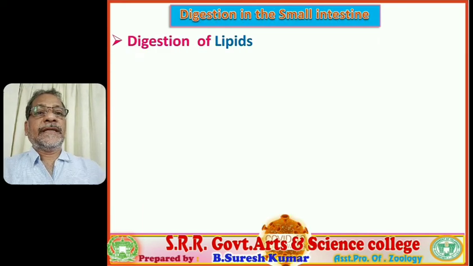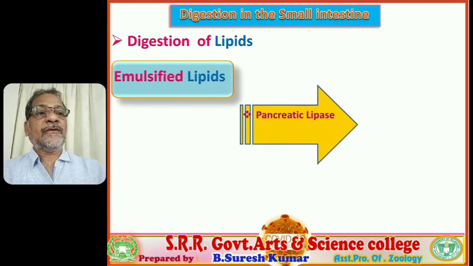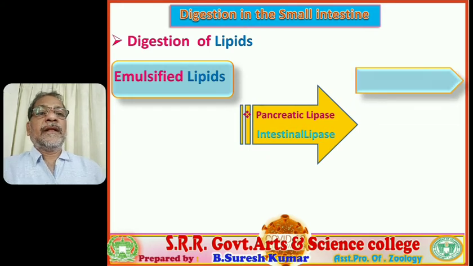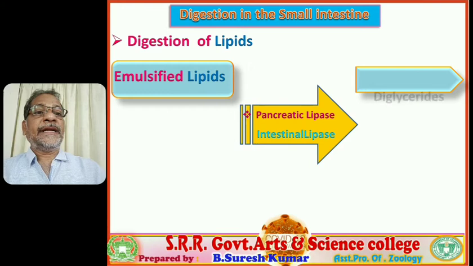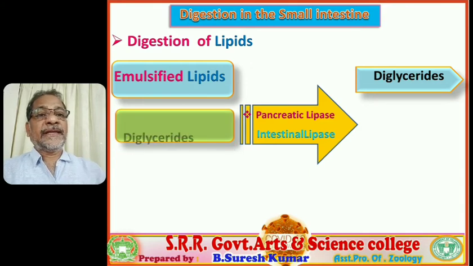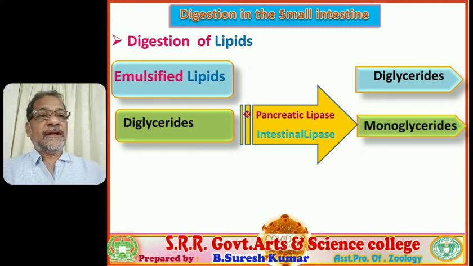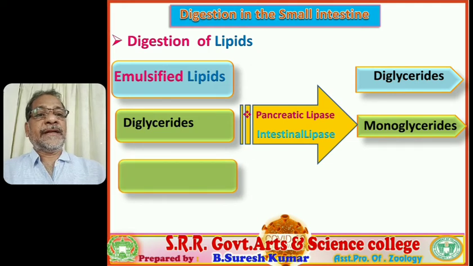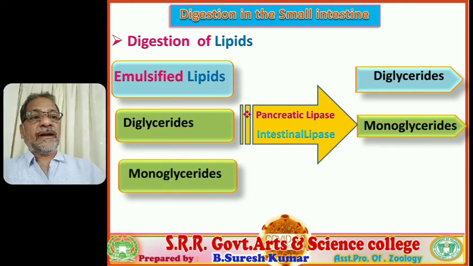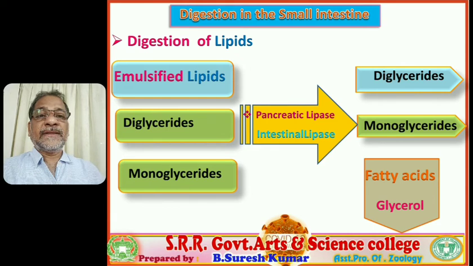by which the enzymes can act on these emulsified fat droplets. Right. Next, after completion of emulsification, the emulsified lipids undergo a hydrolysis process with pancreatic lipase enzyme and intestinal lipase enzyme. With the action of lipase enzyme, the emulsified lipids at the first step yield diglycerides. Now the diglycerides again undergo digestion and produce monoglycerides. The monoglycerides again undergo digestion with lipase enzyme and ultimately produce simple monomers, fatty acids and glycerol.